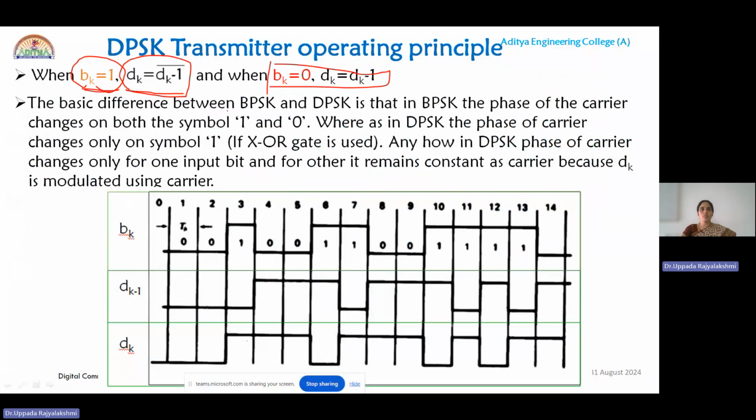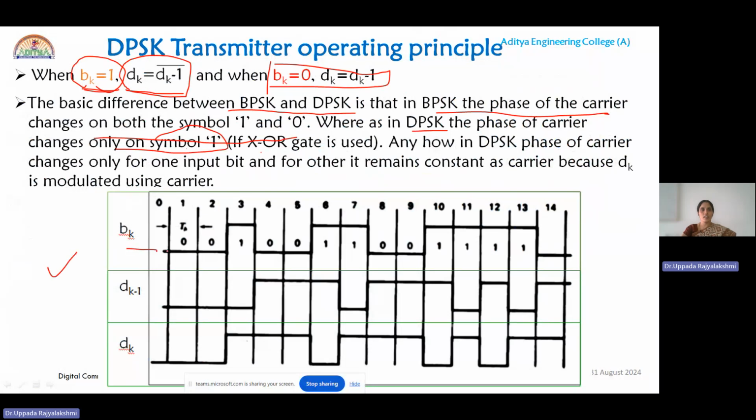The basic difference between BPSK and DPSK is that in BPSK the phase of the carrier changes for both the symbols 1 and 0. But in DPSK, the phase change is only for the symbol 1. This is when an XOR gate is used. For example, instead of an XOR gate, if you use an XNOR gate, for symbol 0 you will have a phase change. That's what we have mentioned in the response.